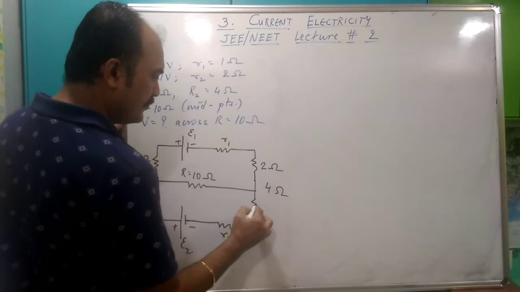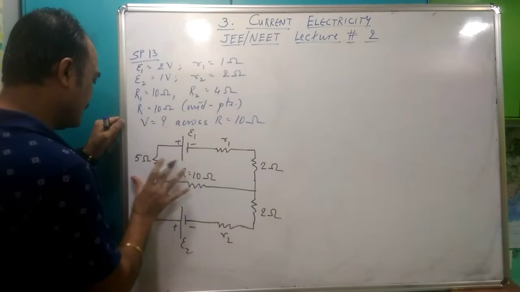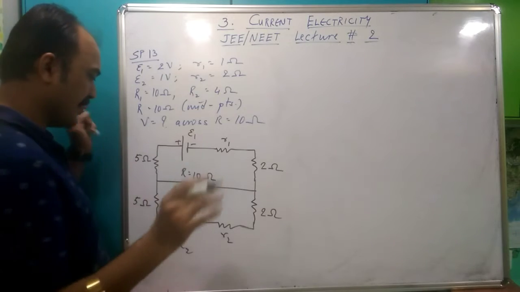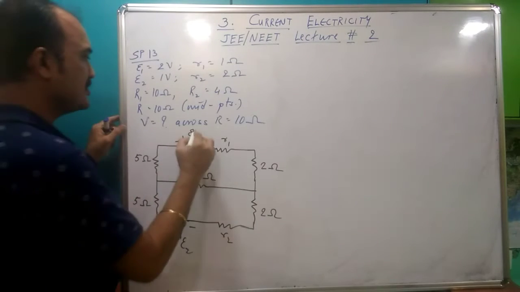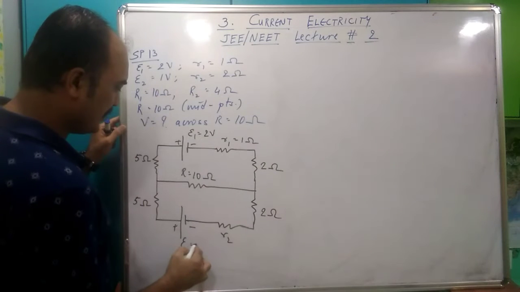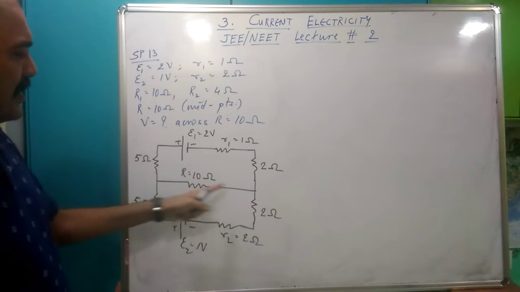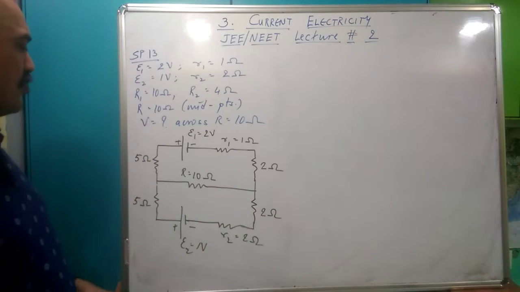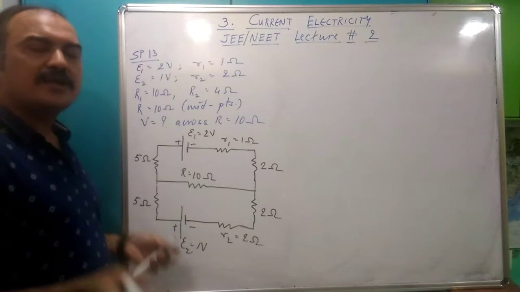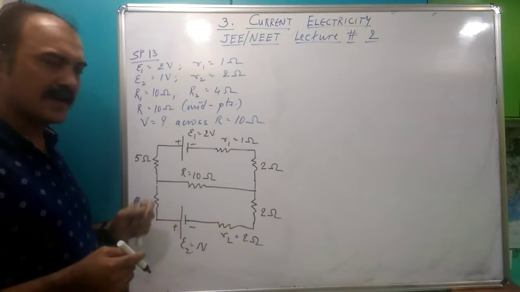2 ohm and 2 ohm. So this goes away. This also goes away. Alright. And now this is 2 volt. This is 1 ohm. I'm writing the values now. 1 volt. This is 2 ohm. You're supposed to find out the potential difference across this 10 ohm resistor. And in order to do that, you need to find out the current across 10 ohm.